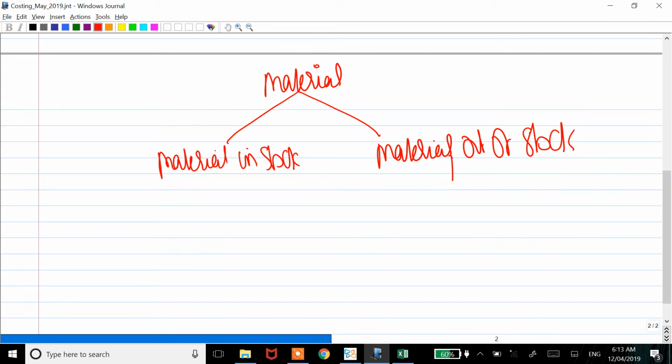If you don't have the raw material, you will have to buy it. The relevant cost is current purchase price / replacement cost. You will have to go ahead and buy this material because it's not in stock. So the relevant cost becomes current purchase price or replacement cost.